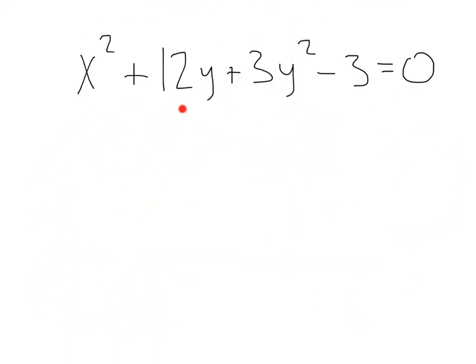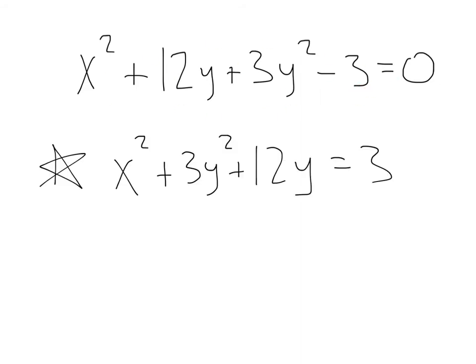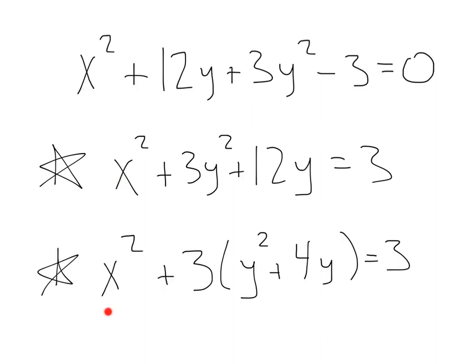x squared plus 12y plus 3y squared minus 3 equals 0. First, rearrange our terms. Boom. We put our x's first, then our y's, set all equal to whatever does not have a variable. Next, get coefficients of 1. In the x term, we've already done that. That gives us x squared plus, factor out a 3, 3 times y squared plus 4y, giving us a coefficient of 1 for the y squared, and still equals 3.